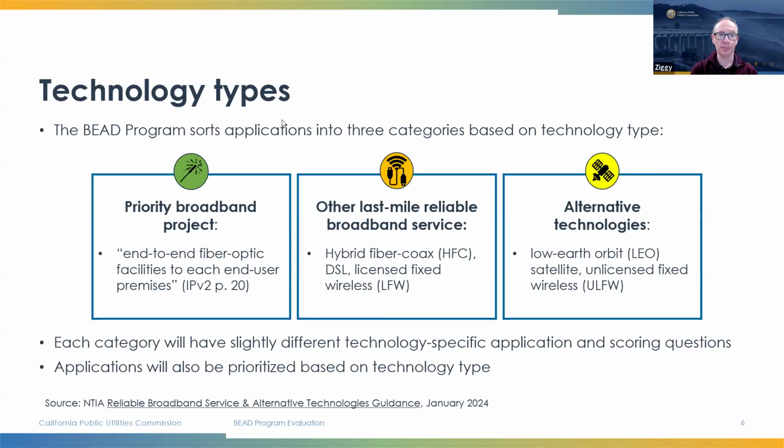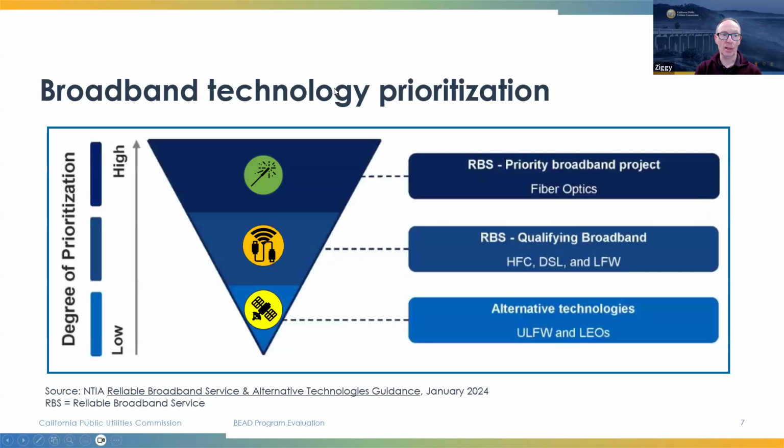Next. So as I mentioned, the priority broadband projects, fiber optics is required by NTIA and as adopted in IPv2, has to be prioritized, and that is then followed by the reliable broadband that is so-called qualifying broadband, and then finally alternative technologies.